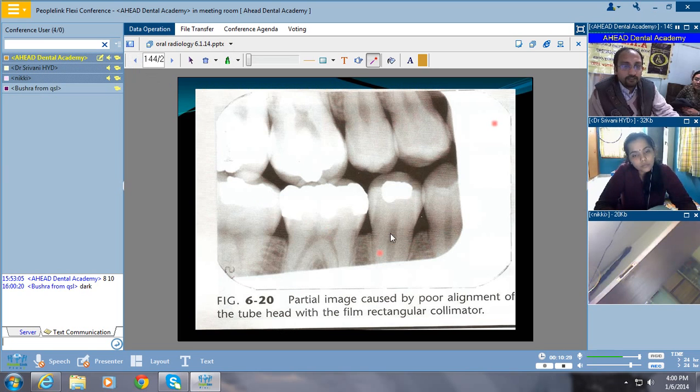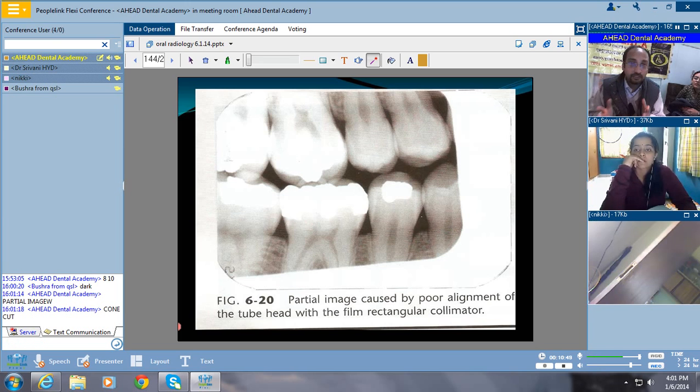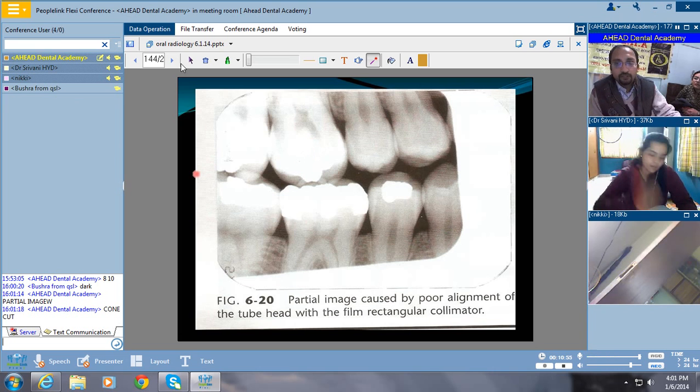What do you think this is? This is an example. This entire area is in radiographic film, but only this area has come. This is an example of partial image. And what is the most common cause of partial image? Well, your cone cut is generally called a partial image. The cone cut which you generally use in your day-to-day language is an example of a partial image.